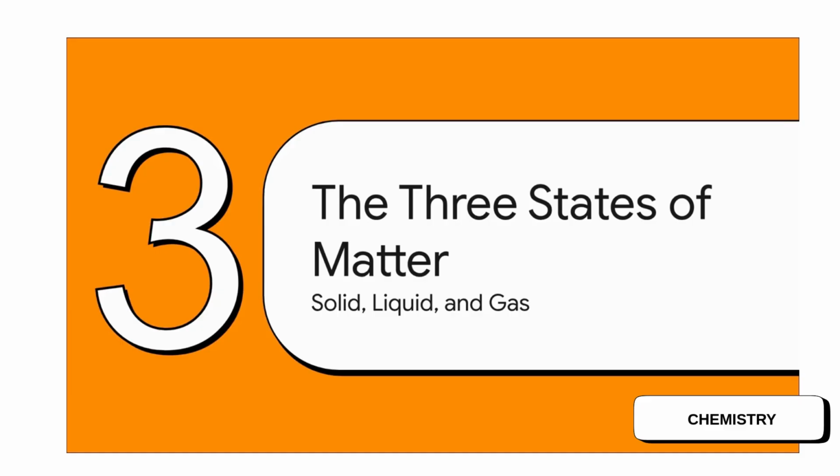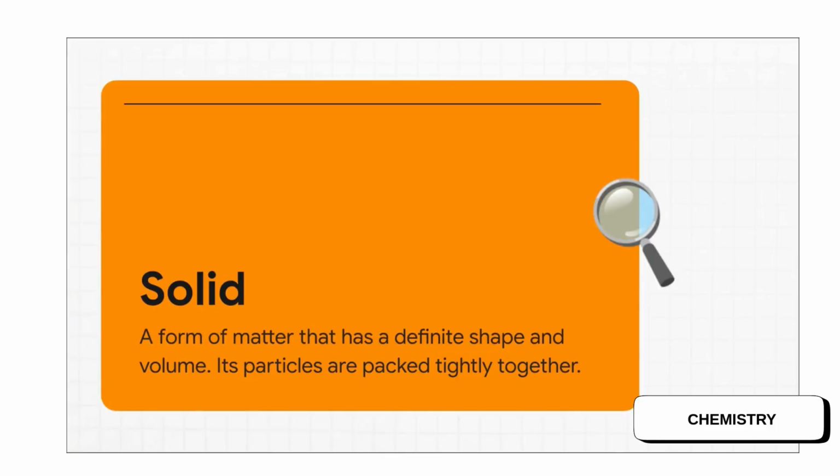It's the states of matter, the big 3: solid, liquid, and gas. Let's just do a quick breakdown of what defines each one on a slightly deeper level. Let's start with solids. A solid has a definite shape and a definite volume. Think about it, the particles are just packed in there, super tight, in a really orderly way.